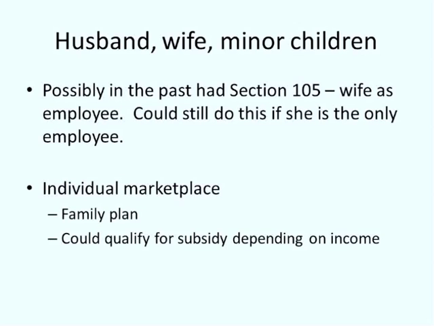So first of all, husband and wife and the minor children. Now, just like I just talked about, possibly in the past they had a Section 105 and an HRA account and they were buying an individual plan that way, and that's still going to be possible if she's the only employee. But the other option for them is to go through the individual marketplace and purchase a family plan, and then they could qualify for a subsidy depending on their income.